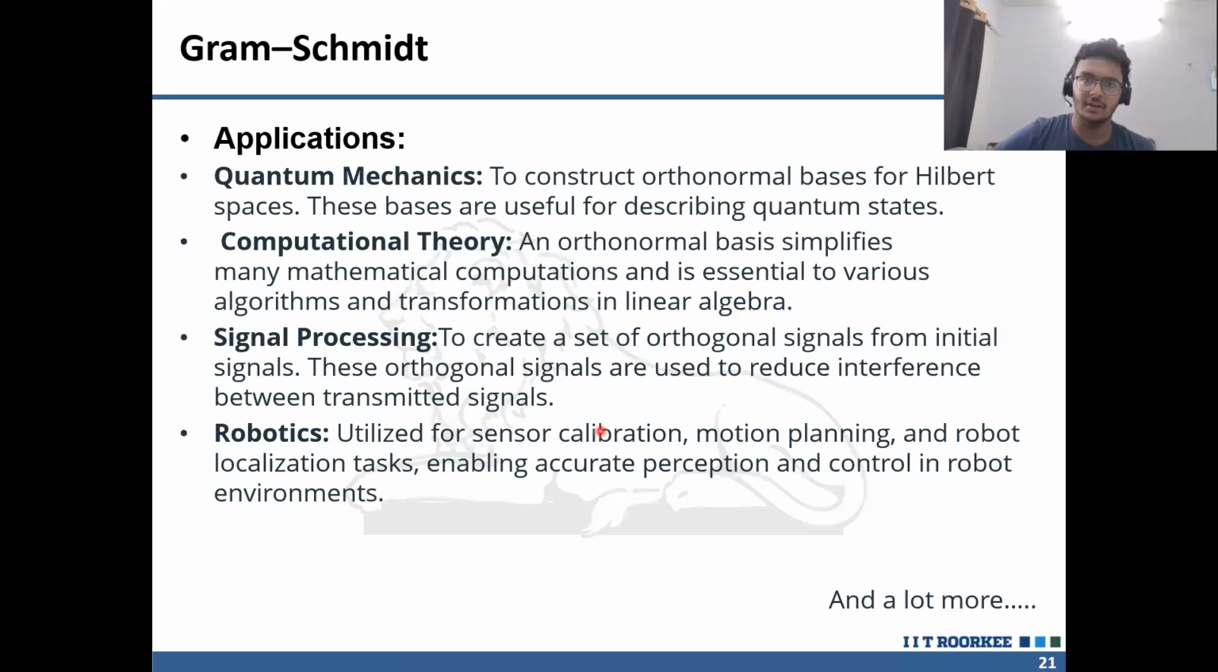Basically, if we take two signals, for example, and add these two signals, on adding them there is a lot of noise. So in order to reduce it, we orthogonalize these so that the noise on addition of these is pretty less. And it is also used in robotics for pathfinding and many such more applications.